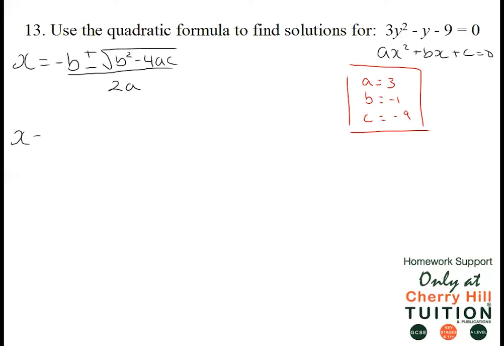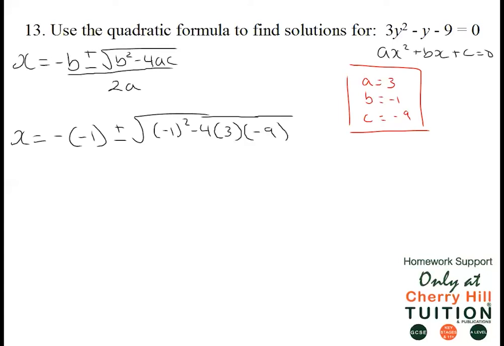So x is equal to -b. Again, make sure you do use your brackets when making substitutions. Plus and minus the square root of b squared minus 4 multiplied by a, which is 3, multiplied by c, which is -9, over 2 multiplied by a, which is 3.